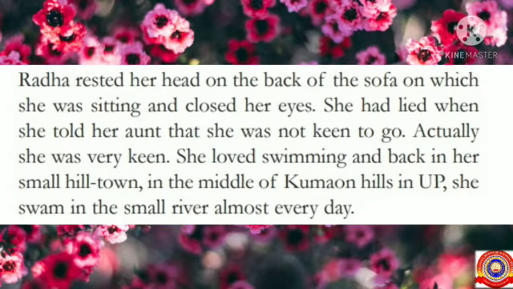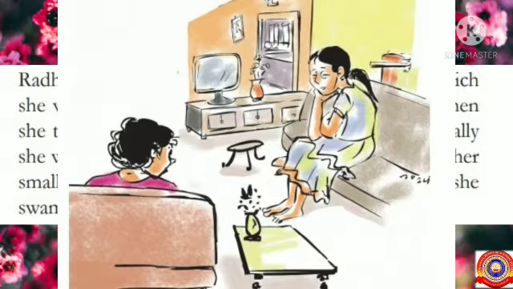Students, here Radha was so disappointed. Why? Yes, because her cousins didn't take her with them for swimming. So Radha sat on the sofa and took rest. In the first part of the story, Radha told her aunt that she was not keen to go for swimming. Do you think that it is true? No. She had lied when she told her aunt that she was not keen to go. Actually, Radha knew swimming. She was very keen and she loved swimming.